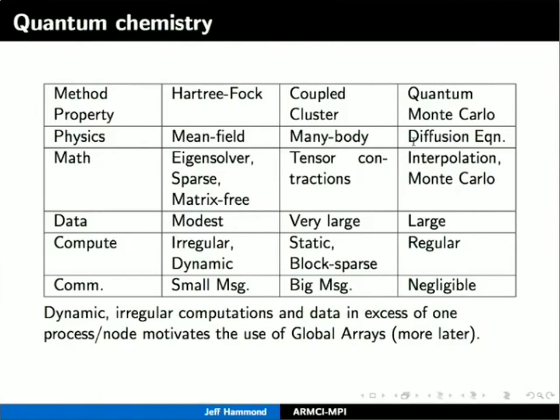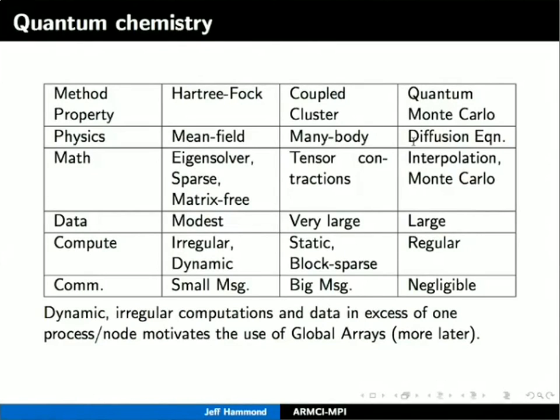And then quantum Monte Carlo, which I won't really talk about at all, is quite regular, but still has a data footprint that in some cases motivates the use of GAs, and has had a Global Arrays component in the past. So the motivation for using a Global Arrays programming model in these simulations is that these are dynamic, irregular computations, and/or they have data in excess of what a process or a node can handle.